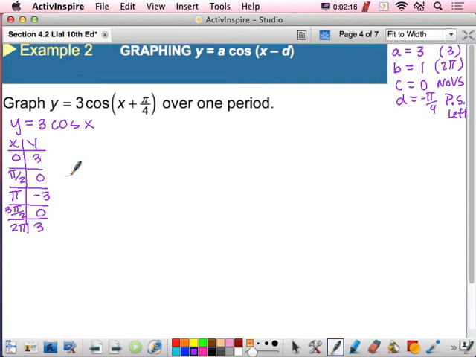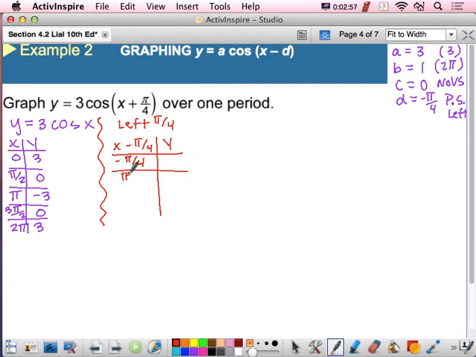Now I need a shifted table. So my shifted table, I'll do in red. And this is where I'm going to shift it to the left. So it's x minus pi over 4. So that means I need to subtract pi over 4 from each of the x's. Okay, so what's 0 minus pi over 4? Negative pi over 4. Okay. What's pi over 2 minus pi over 4? Just pi over 4, because 1/2 minus 1/4 is 1/4. So this becomes pi over 4.